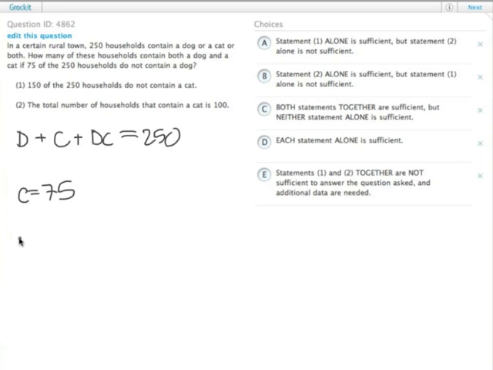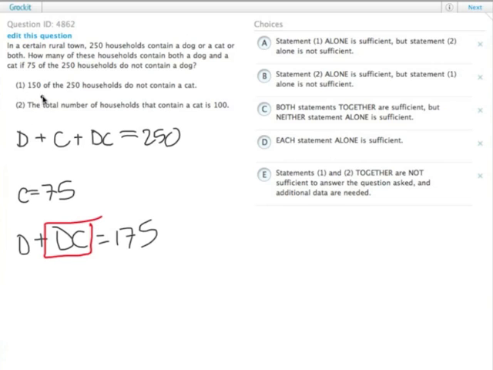Then we know that D plus DC, dog and cat both, equals 175. And the number we are after is DC. So if we can solve for this, we are happy. Let's take a look at those statements.